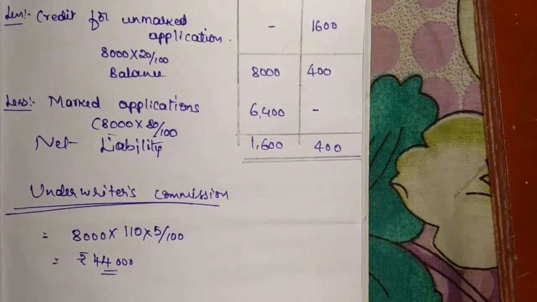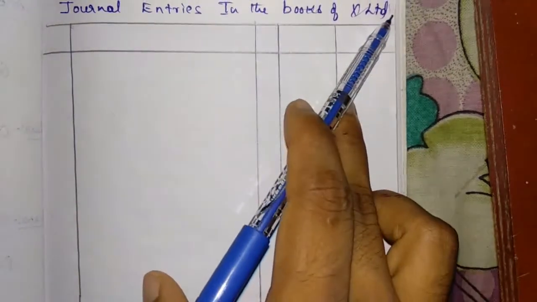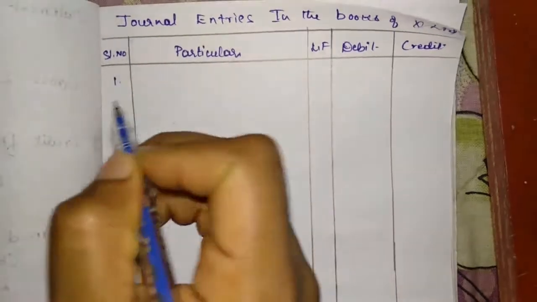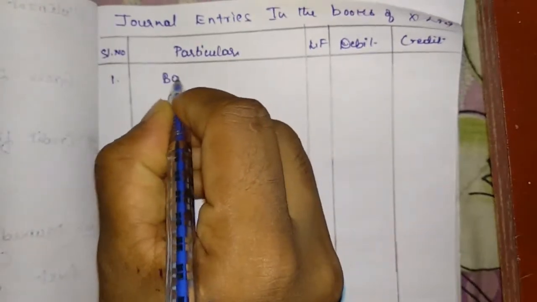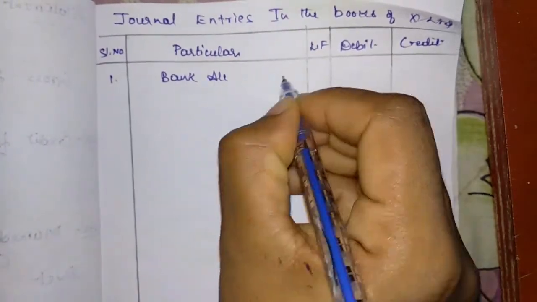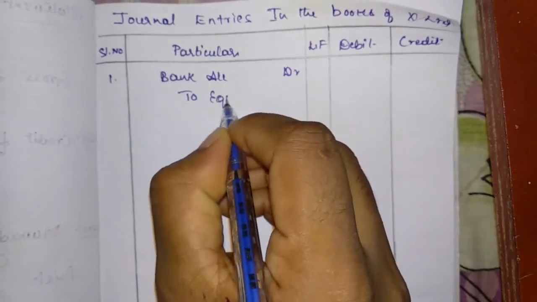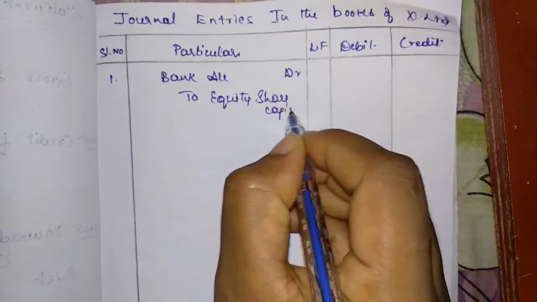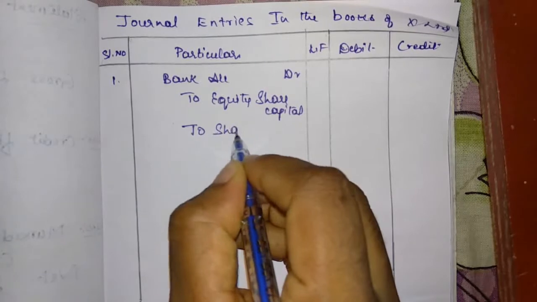Now we'll pass journal entries. Journal entries in the books of company, and the company name is X Limited. What is the first entry we need to pass here? First entry is for getting public subscription or issuing shares to the public. Entry is bank account debit to equity share capital. So here equity shares that are issued at a premium, so to share premium account.